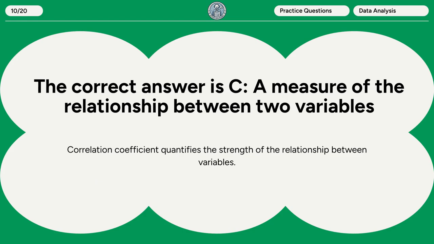The correct answer is C. A measure of the relationship between two variables. Correlation coefficient quantifies the strength of the relationship between variables.